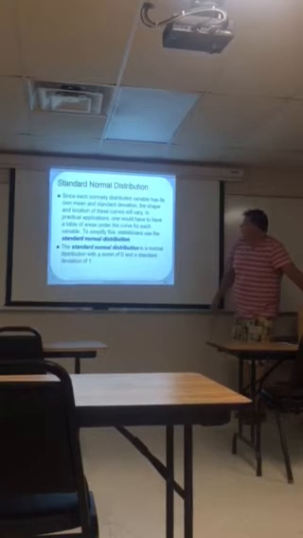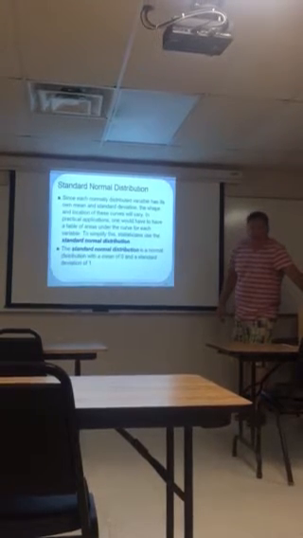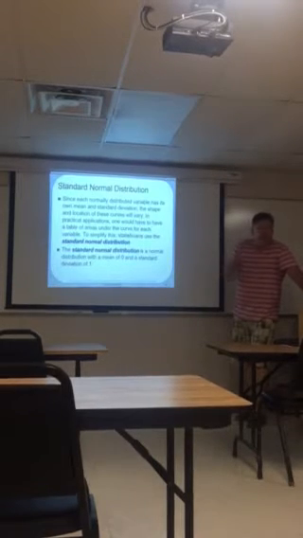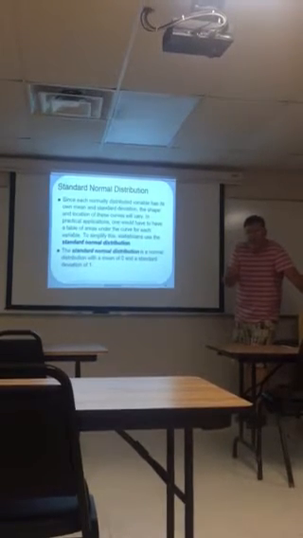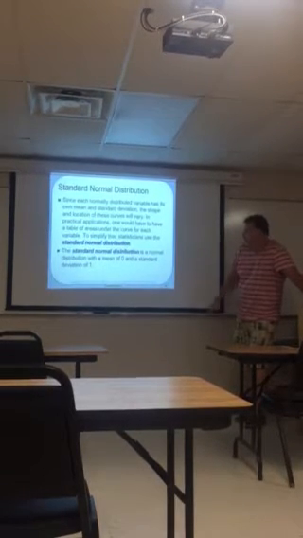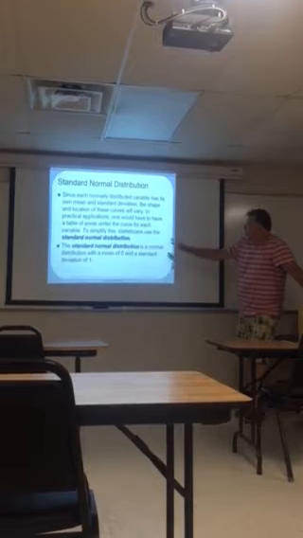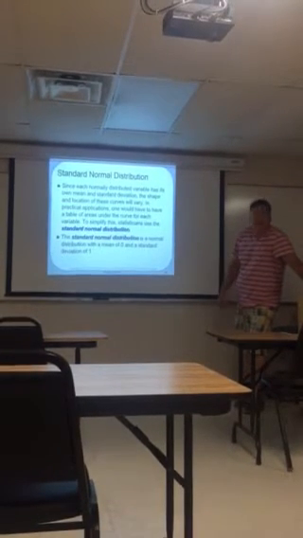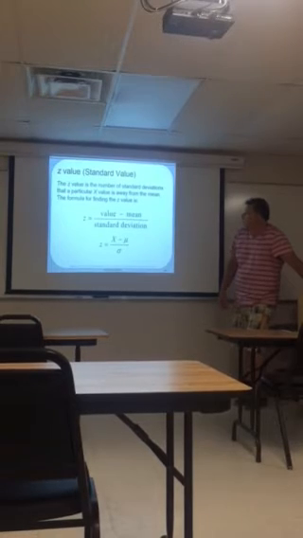Since each normally distributed variable has its own mean and standard deviation, it doesn't matter, the instrument or the test or something like that, it's going to have its own values, but it's going to fit into that curve perfectly. The standard normal distribution is a normal distribution with a mean of 0 and a standard deviation of 1. So we already kind of went over that.